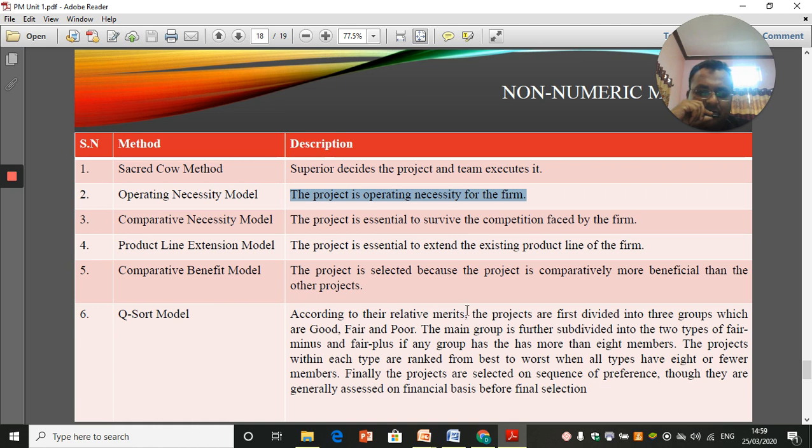According to the relative merits, the projects are first divided into 3 groups: good, fair, and poor. Then the main group is further subdivided into 2 types, fair minus and fair plus, if any group has more than 8 members. And then on the basis of these rankings, they're ranked from best to worst, and the projects belonging to the good category and the fair plus category are selected. So it is basically a ranking model.